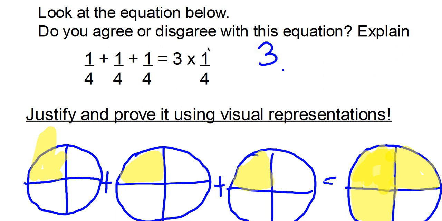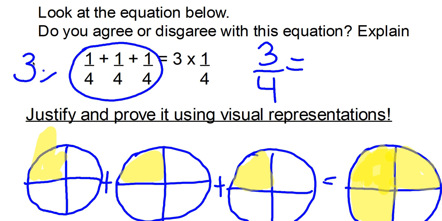So I'm going to write that, right? And now I have to see if 3/4 is equal to 3 times 1/4. So I am going to write 3/4 as a product of a whole number and a unit fraction. So I am actually adding 1/4 3 times. So from yesterday's lesson, this would be 3 times 1/4. Yes, I agree with this equation because 1/4 plus 1/4 plus 1/4 equals 3/4. And then I can write 3/4 as a product of a whole number and a unit fraction as 3 times 1/4.